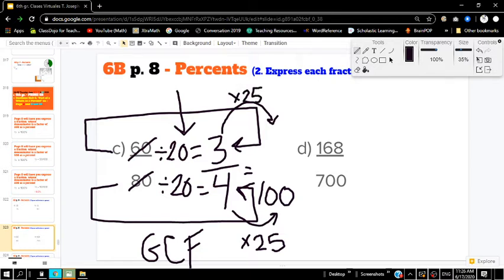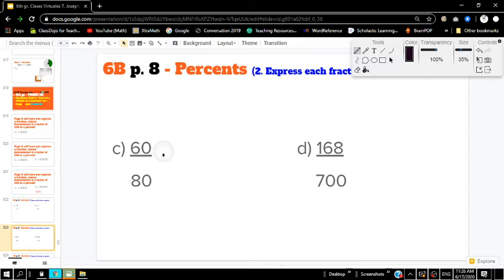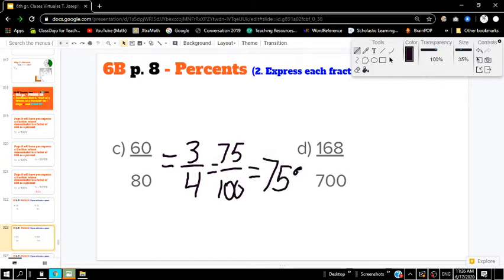3 times 25 is 75. So 75 over 100 is just 75%. Okay? Let me erase everything on the screen just so I can write that in there. This is going to equal 3/4, which equals 75 over 100, which equals 75%.